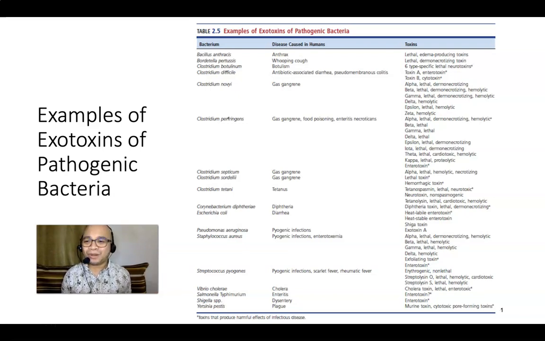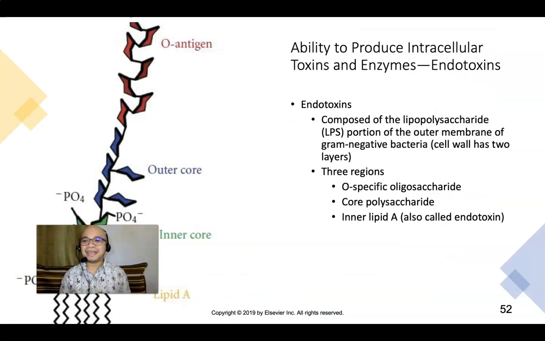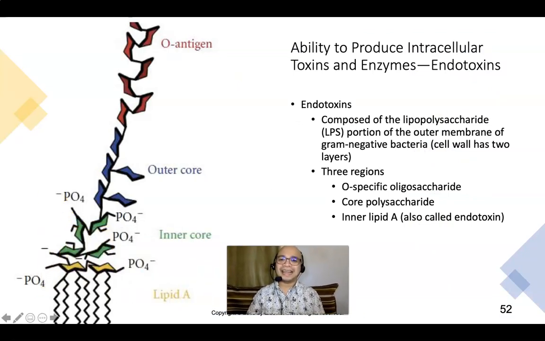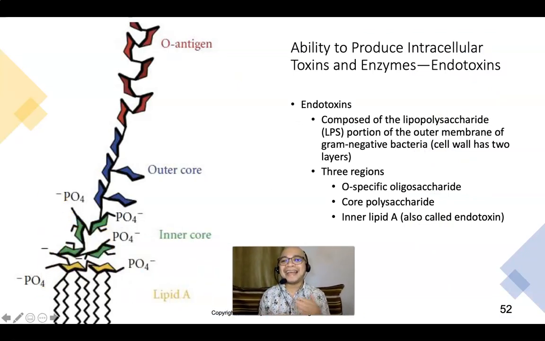All of them may cause pyogenic infection. Vibrio cholerae, of course, the cholera exotoxin will cause a violent diarrhea. And Salmonella typhimurium may cause enteritis, some species of Shigella, and even Yersinia pestis. Okay, so these are the different types of exotoxins being produced by pathogenic bacteria. So screenshot this one. Okay, and this one, on the other hand, is an example of endotoxin.